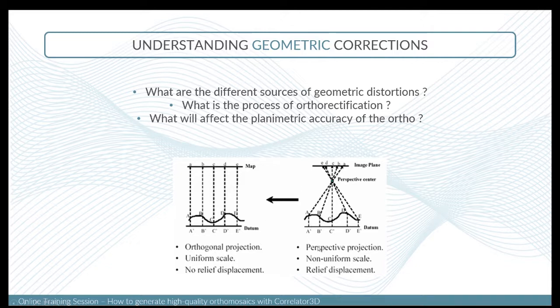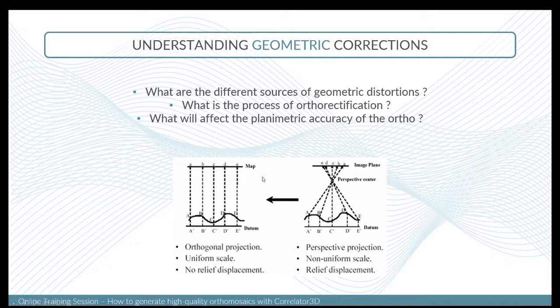If you compare here with what is a raw images projection, obviously you have scale problem because of the topography. You have different perspective angle that will create leaning effect on buildings and trees. And so you have also relief displacement. So all these distortion need to be corrected, and that's what is done during the orthorectification to obtain this projection, this type of orthogonal projection with uniform scale and no relief displacement.